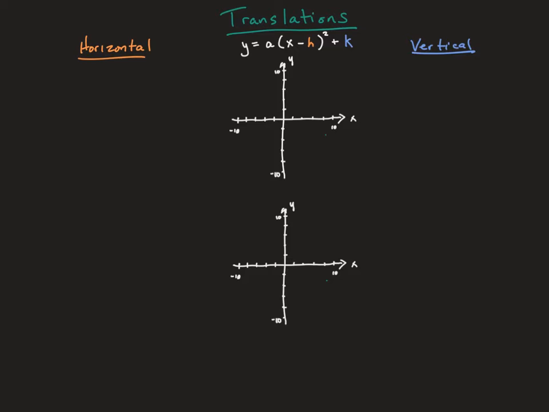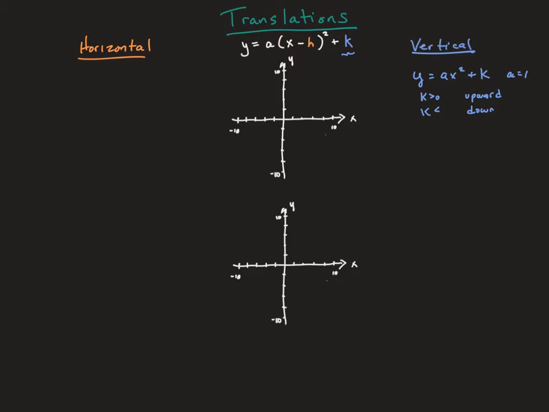Now, starting with our vertical translations, that is going to be something added to. So we might have y equals ax squared plus k, and in this case, we're going to say that a is equal to 1. And then k is going to be the y value, which is going to increase or decrease depending on if it is moving upward or downward. So if k is greater than 0, we're going to see an upward shift. And if k is less than 0, we're going to see a downward shift.